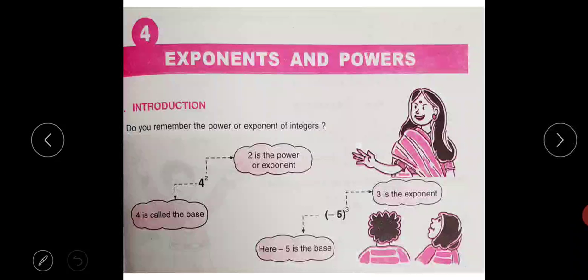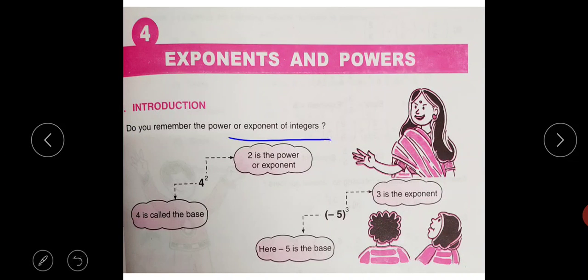Today we will start with chapter number 4, that is exponents and powers. We have already done rational numbers as decimals. Today we will discuss exponents of rational numbers. So, do you remember the exponent of integers?